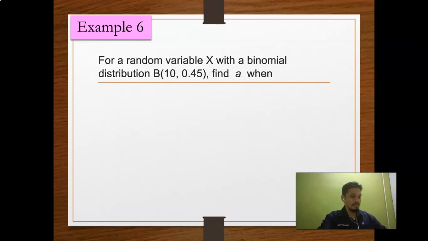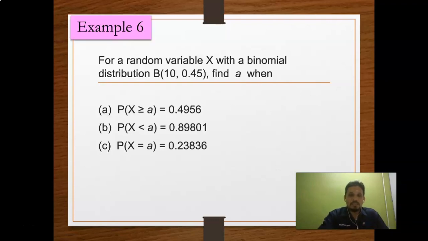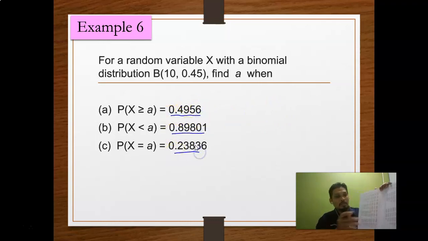So example 6. For random variable x with a binomial distribution of 10 and 0.45, find a when the probability is greater than this one here. Okay, class. For this one, we are going to find the value of a, inside the box of this table.